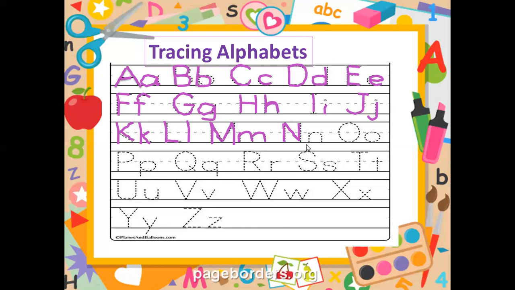Now, for the lowercase letter N, what will you do? You will draw a small standing line and then start from a little curve and then convert it into the standing line from middle to the bottom, just like this.